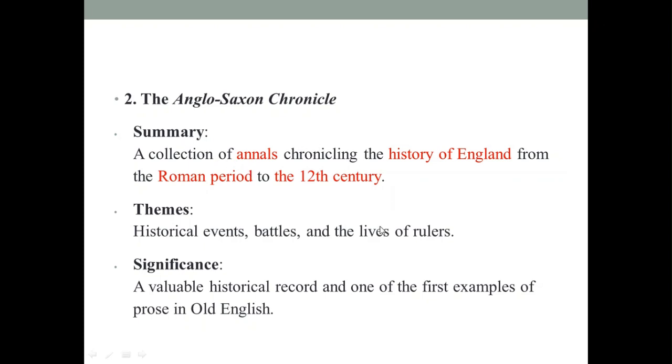And then the significance. It is a valuable historical record. The Anglo-Saxon Chronicle is a valuable historical record and one of the first examples of prose in the Old English period. So the Anglo-Saxon Chronicle is the first example of prose.